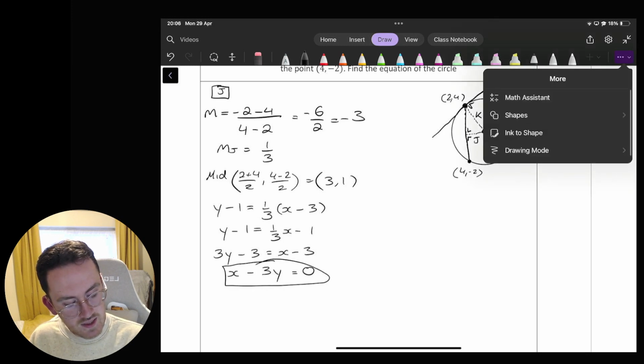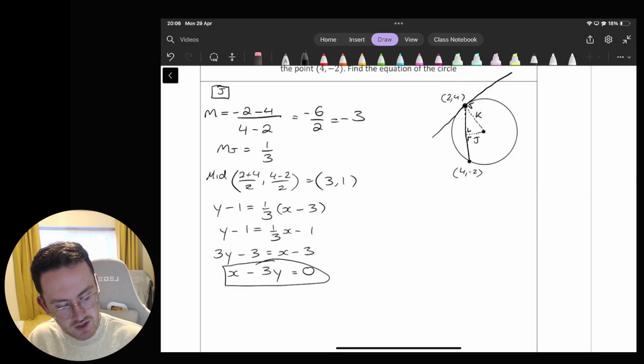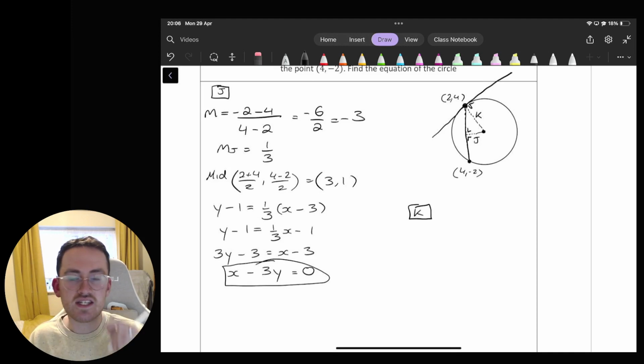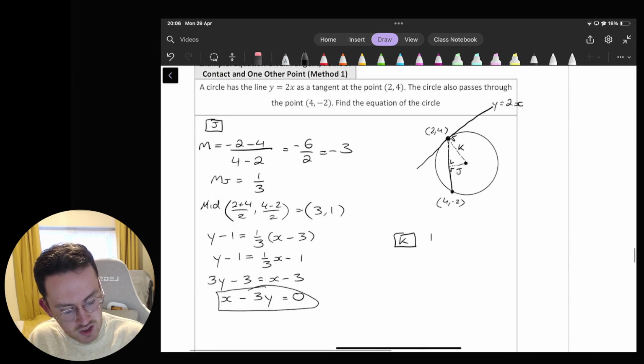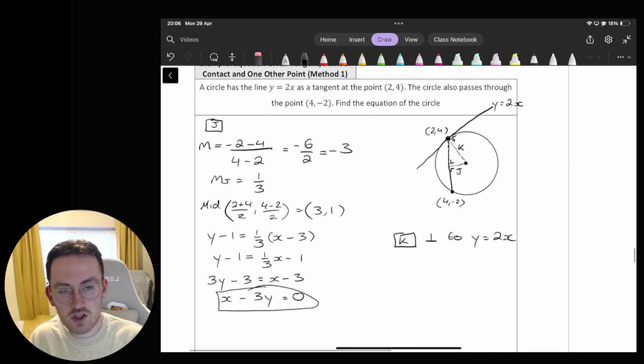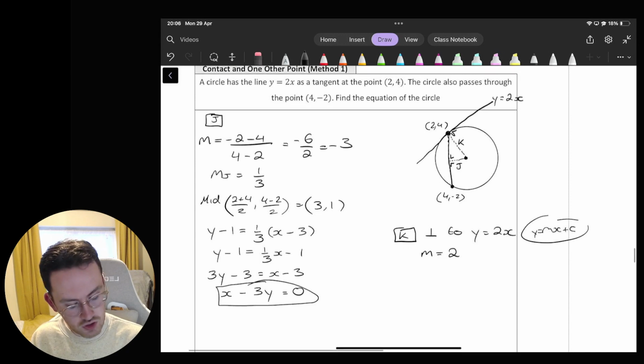Okay, looking then at the next bit that I have here, that's going to be the equation of K. To find the equation of K, we have to use the fact that it has to be perpendicular to this tangent line that I've been given. So because I know the equation of that tangent, y equals 2x, I need to get the slope. The slope is just the coefficient of x, so 2, when it's written in y equals mx plus c format. So the slope is just 2.